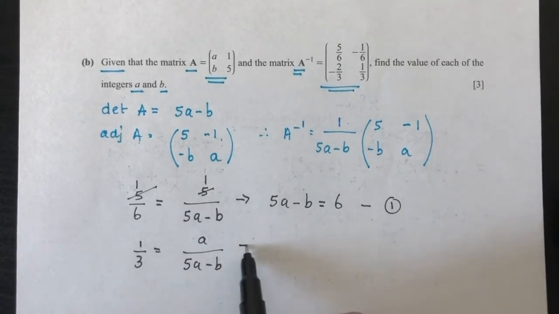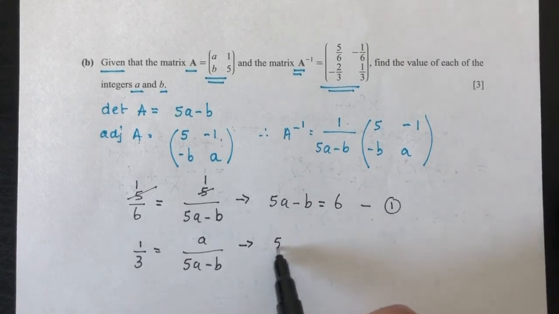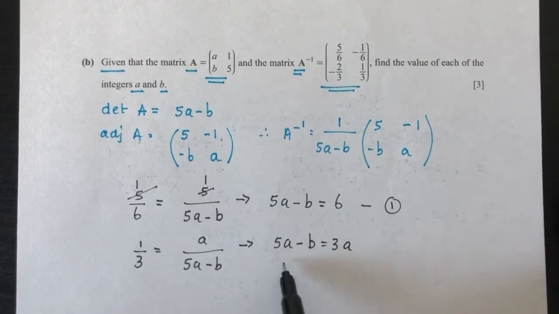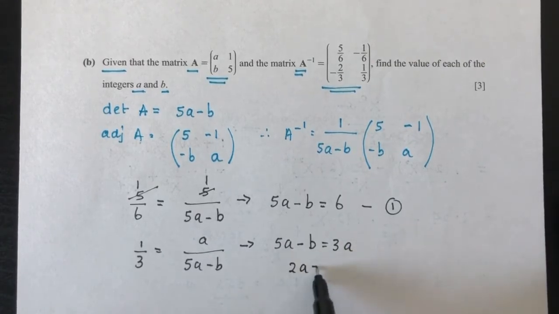Okay, so next step is to cross multiply. You will have 5a minus b is equal to 3a, which means we have 2a is equal to b. That is your second equation.